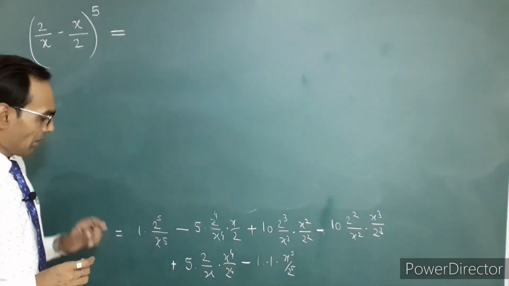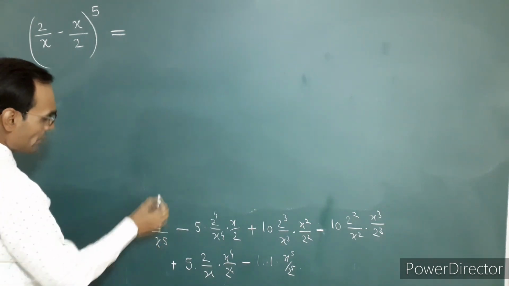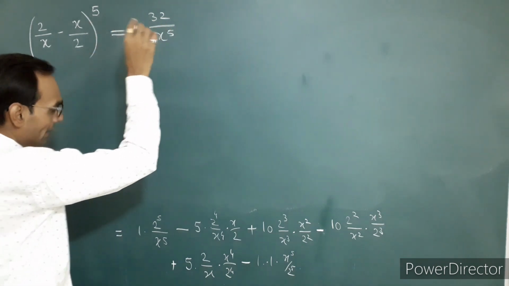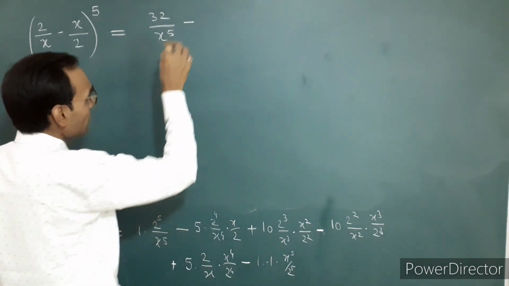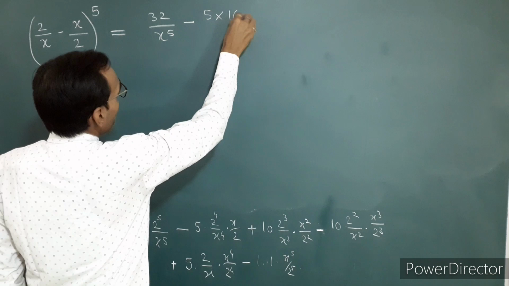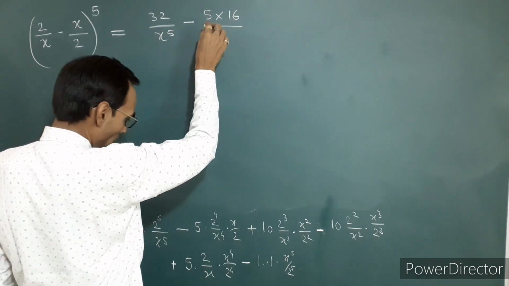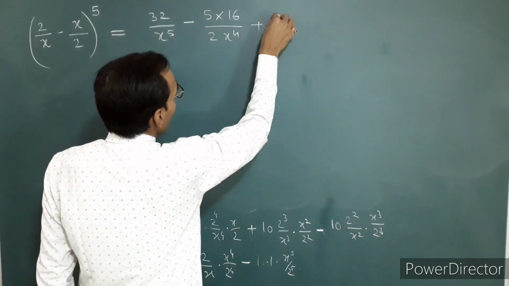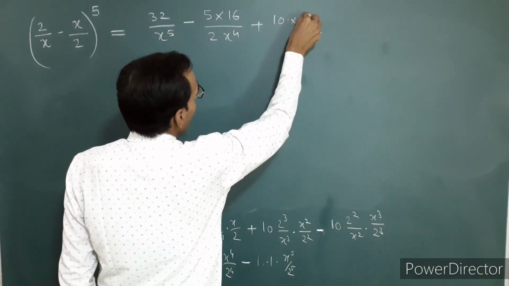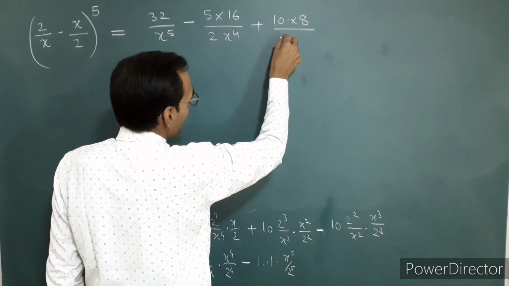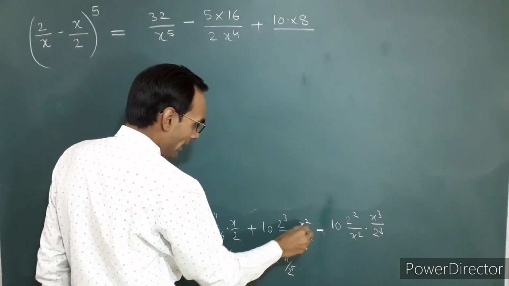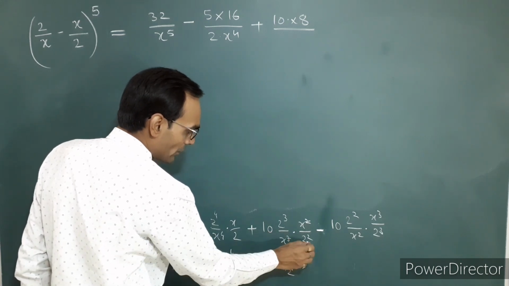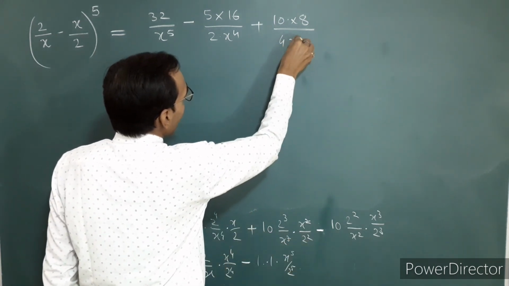So our expansion becomes, on simplification, 2 raised to 5, that is 32 upon x raised to 5, and minus 5 as it is into 2 raised to 4, which is 16, upon x raised to 4, into 2, so 2 into x raised to 4, and plus 10 into 2 raised to 3, which is 8, upon x raised to 3 and 2. So x raised to 2 will be cancelled by this 3, so we have only x in the denominator, into 2 raised to 2 is 4, so it is 4x.